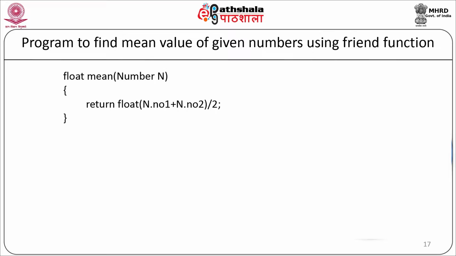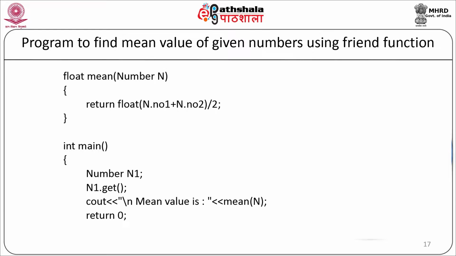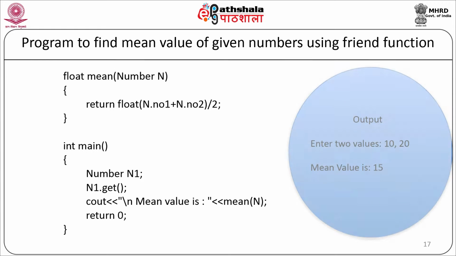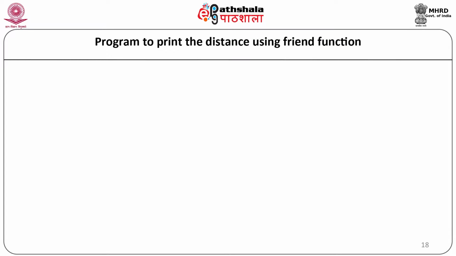Now we will start with our main program. So int main. Here we will declare the object of class Number as Number n1, and now we will call the member function n1.get. Now we will display the message as cout, the mean value is, we will call the function mean, and n1 will be passed as an argument, and return 0, and our main program will end. Now when the above program is compiled and executed, it will give the output: enter the two numbers. Suppose the two numbers entered are 10 and 20, then it will display the message: mean value is 15.